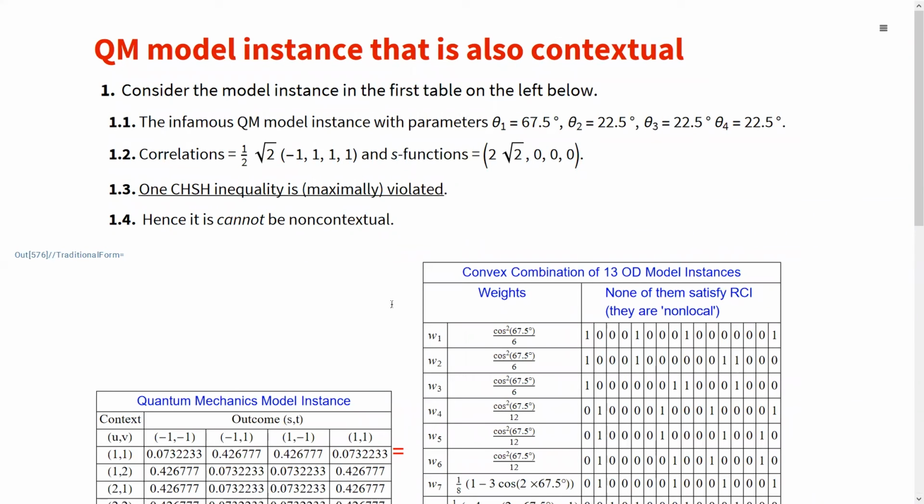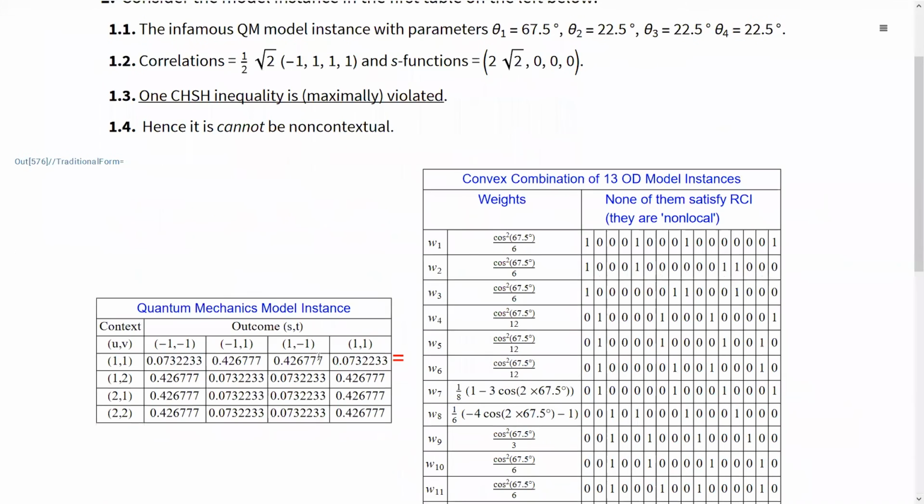Here's one which is contextual. This is the famous one that violates the CHSH inequalities. It has an S function equal to 2 times square root of 2, which is bigger than 2. So it cannot be non-contextual because all non-contextual model instances satisfy the CHSH inequalities.